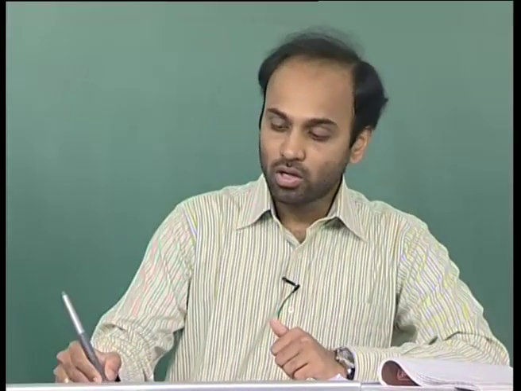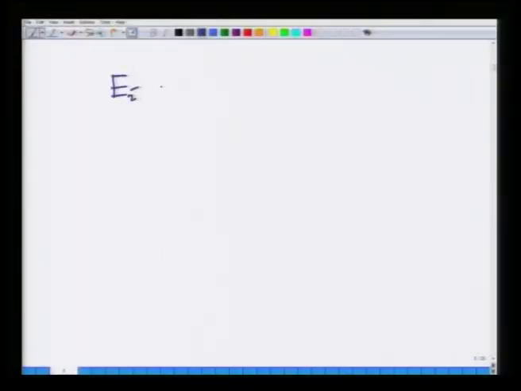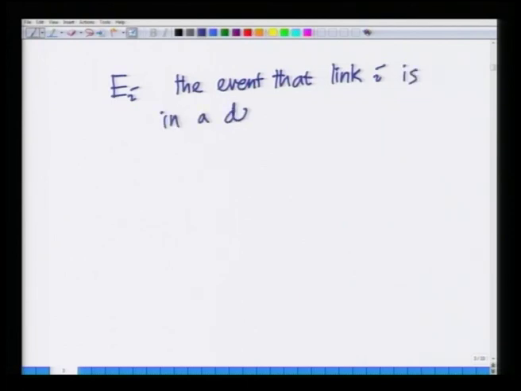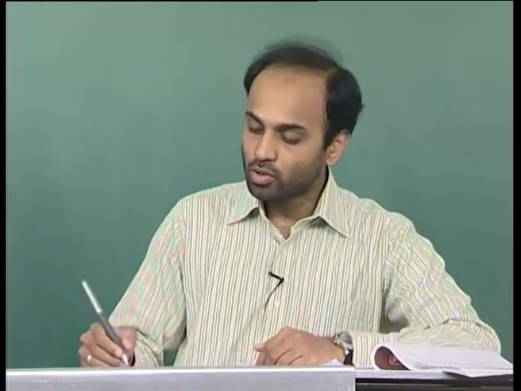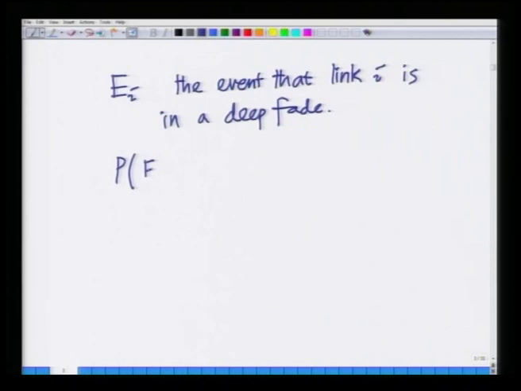Now, let me denote with E_i the event that link i is in a deep fade. So, E1 denotes the event that link 1 is in a deep fade, E2 denotes the event that link 2 is in a deep fade, so on and so forth until EL denotes the event that link L is in a deep fade. So, now what we want to look at is the probability of E1 intersection E2 intersection, so on, EL. That is, the probability that all links are in deep fade is nothing but the intersection of these individual events.